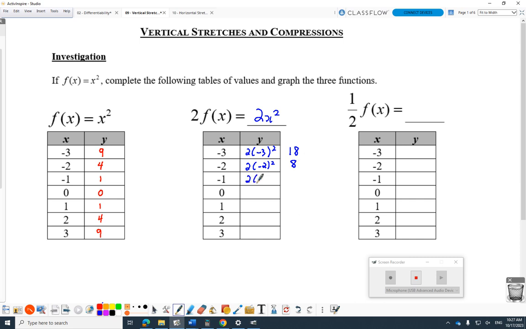2 times -1 squared is 2. 2 times 0 squared, I hope you don't need your calculator for that one. 2 times 0 squared, 0. 2 times 1 squared is 2. 2 times 2 squared, 8. And 2 times 3 squared is 18. My 8 didn't look too good there. I don't want anyone to complain about my writing, so I'll fix that up.